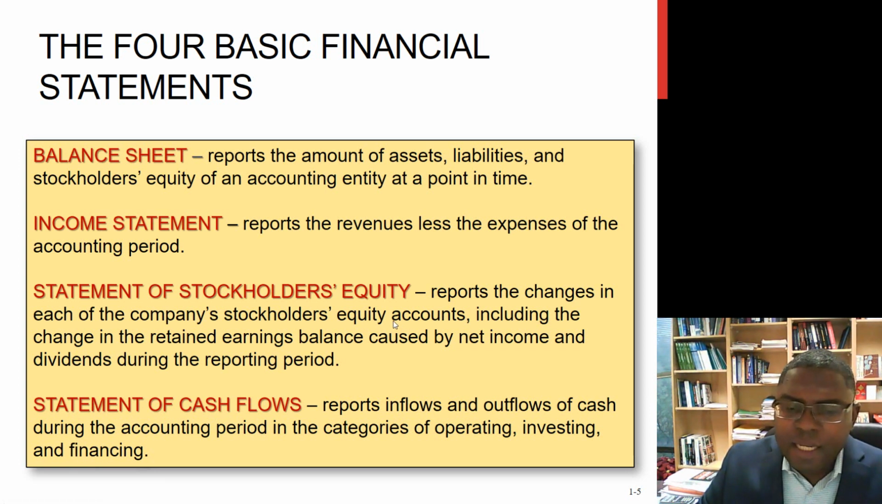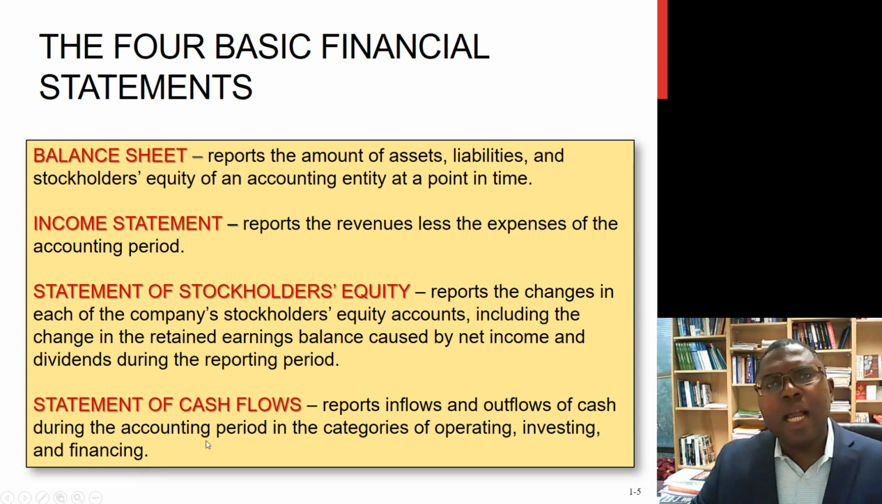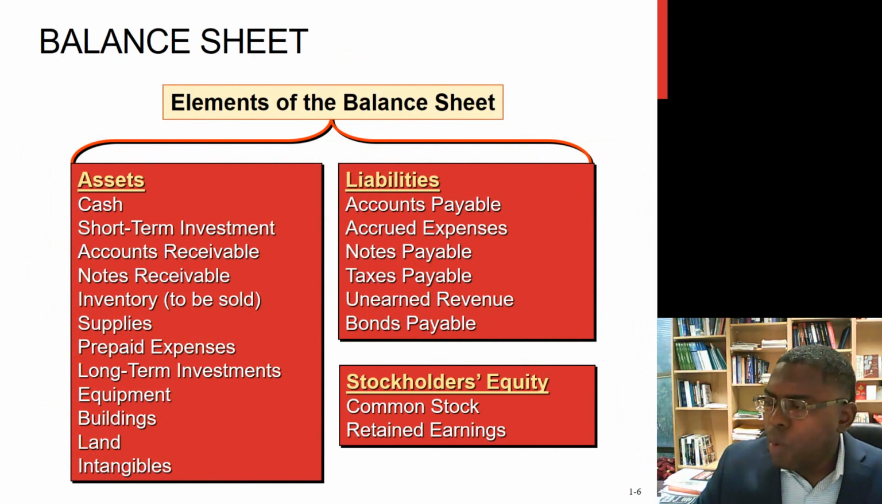The fourth financial statement is the statement of cash flow. The statement of cash flow reports all cash inflows and cash outflows during the accounting period. It is usually placed in three categories: operating, investing, and financing. So it is going to capture cash inflows and outflows from operating activity, cash inflows and outflows from investing activity, and cash inflows and outflows from financing activity. We'll look at these statements one after the other.